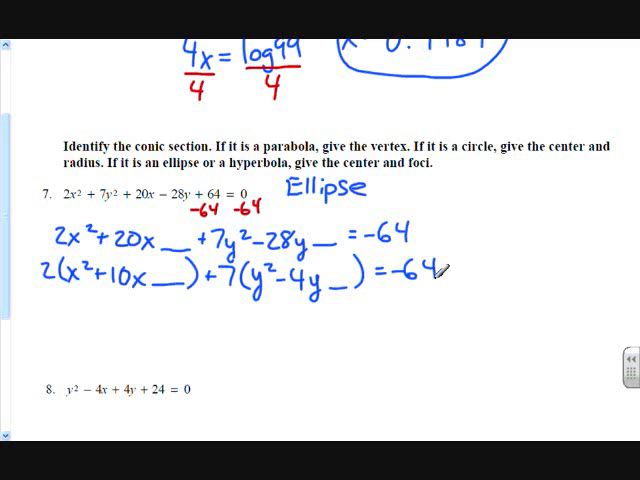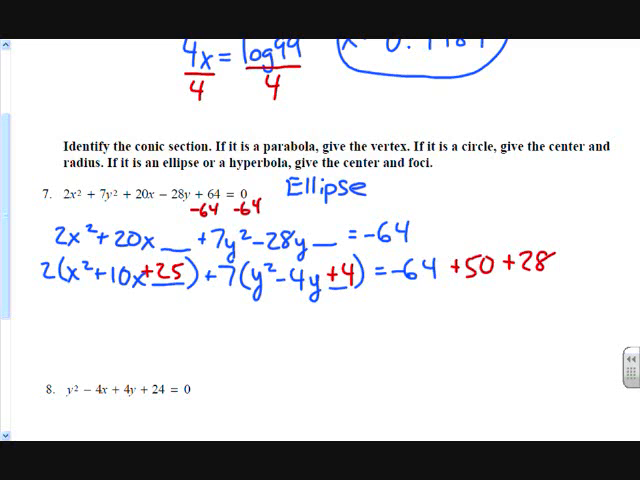And now I can fill in the blank. I complete the square, so I do b divided by 2 and square it. So here that gives me a 25. Here that gives me a 4. And whatever I do to one side, I have to do to the other side. But remember, this isn't just a 25. It's a 25 that's being multiplied by a 2. So that's actually a 50. I've got to add 50 to the other side. This isn't just a 4. It's a 4 that's being multiplied by a 7. So that's actually a 28 that I added to each side. So I have to add a 28 to this side.